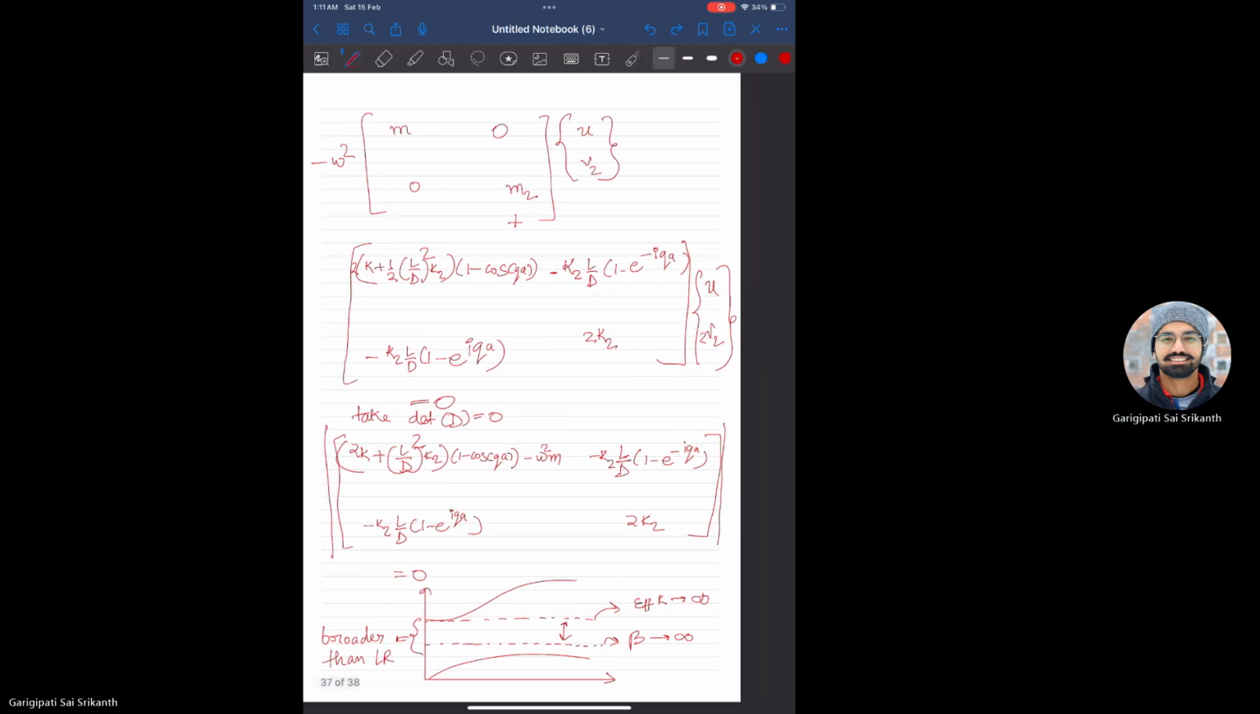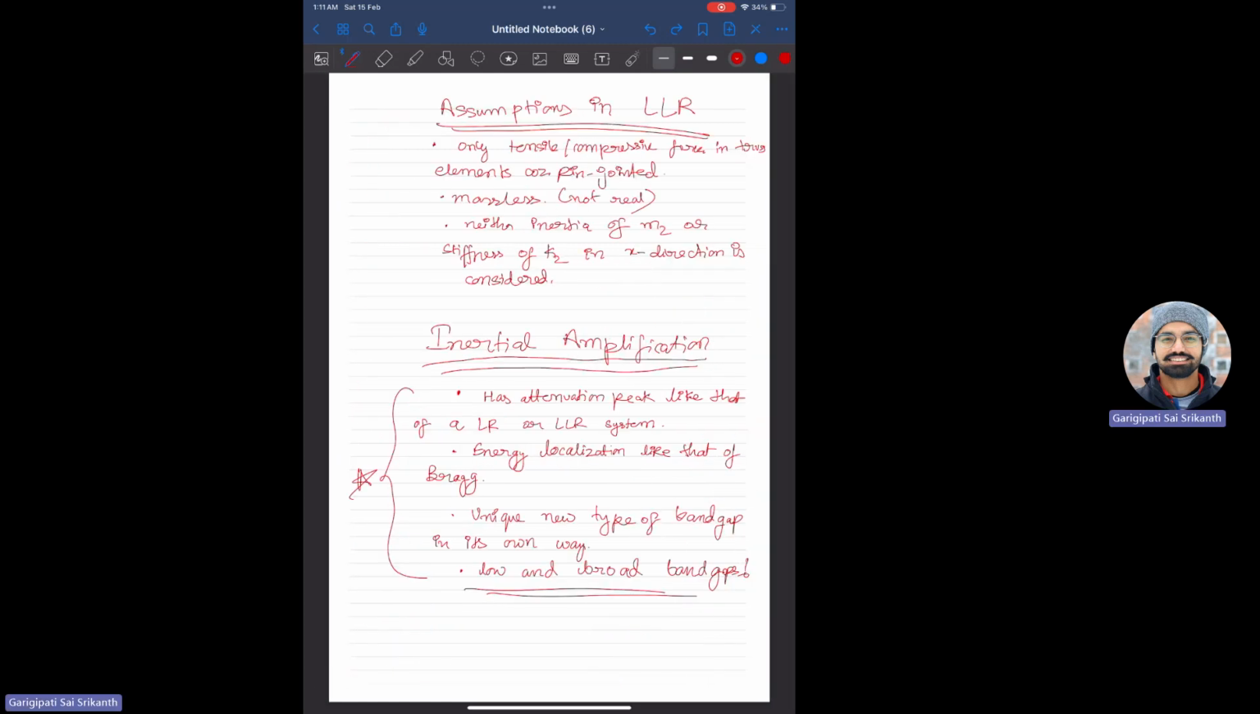Then we highlighted the assumptions in LLR, which also happen to be its limitations. The limitations of LLR. These are advantages of inertial amplification. So we can read these.